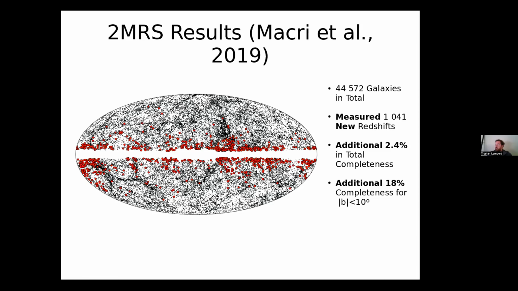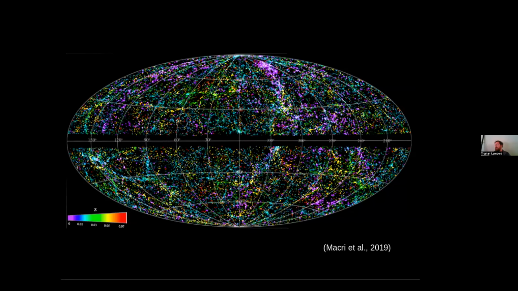But what's important here is this number, specifically for our group: an additional 18% completeness for latitudes less than 10 degrees. So in that Milky Way area, which is a big difference, at least near the zone of avoidance. And this is kind of the final signing off of this mission. So this is currently the state of the 2MRS and is readily available for anyone to use, Macri et al. 2019.